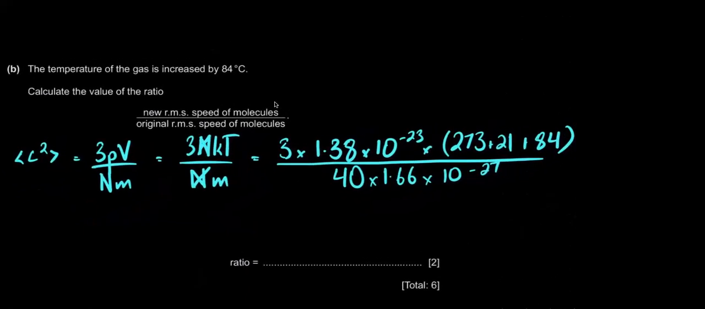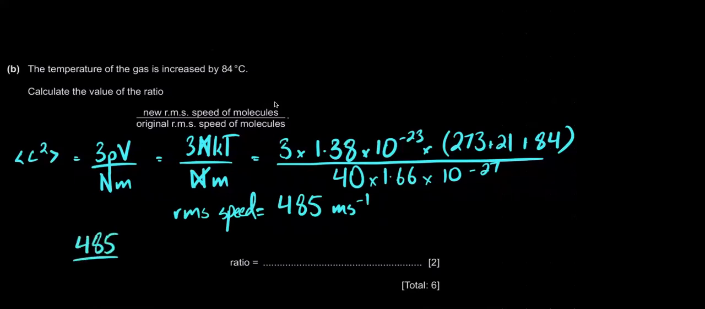So c squared, this turns out to be 3 times 1.38 times 10 to the negative 23 times (273 plus 21 plus 84) upon 40 times 1.66 times 10 to the negative 27. So this turns out to be 236,000. Again, taking the square root, the RMS speed turns out to be 485 meters per second. So the new RMS speed is 485.